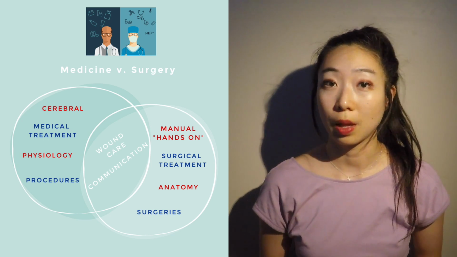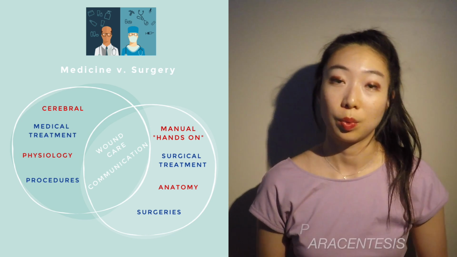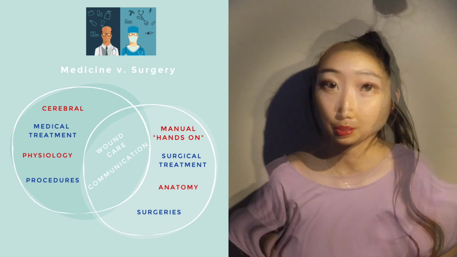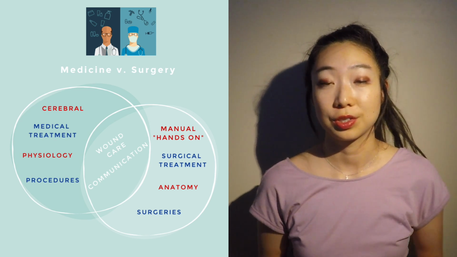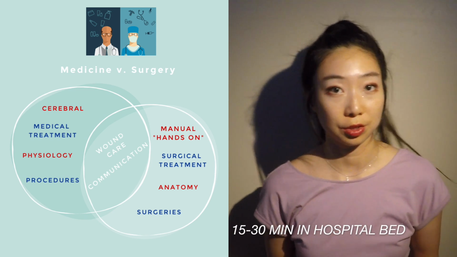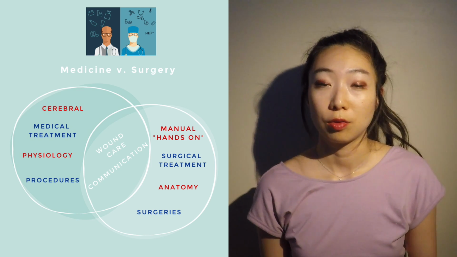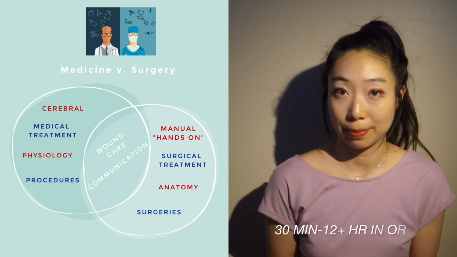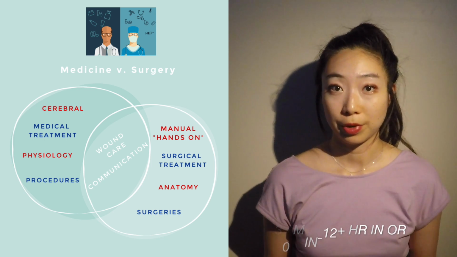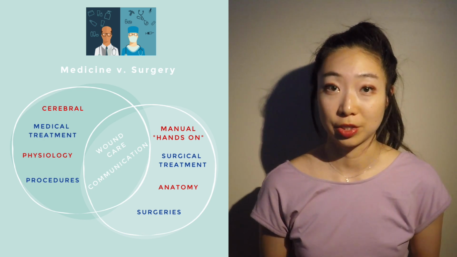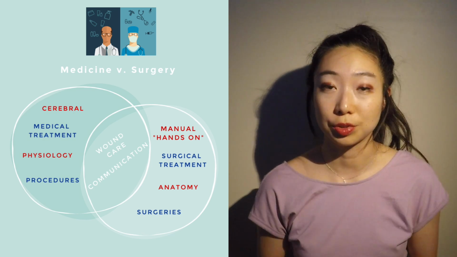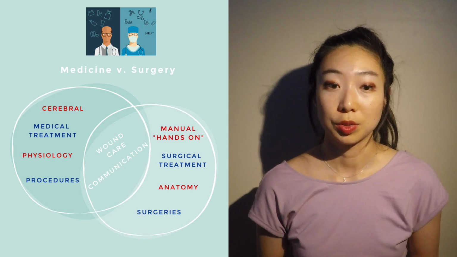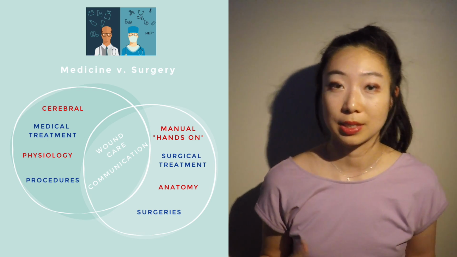Procedures that you do include lumbar puncture, a paracentesis, replacing an arterial line, where dexterity and precision are also key factors. For internal medicine residents, the procedures they do usually last 15 to 30 minutes in the hospital bed. Now, for a general surgery resident, those surgeries they perform usually last from 30 minutes to 12 hours done in the operating room. And most of their surgeries do require general anesthesia. The main difference is duration and also the setting. So I would say that those are the main differences between the hands-on portion between internal medicine and general surgery.